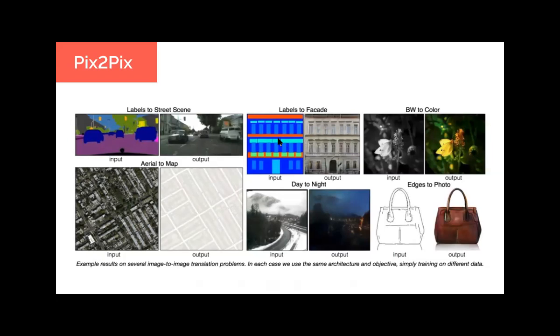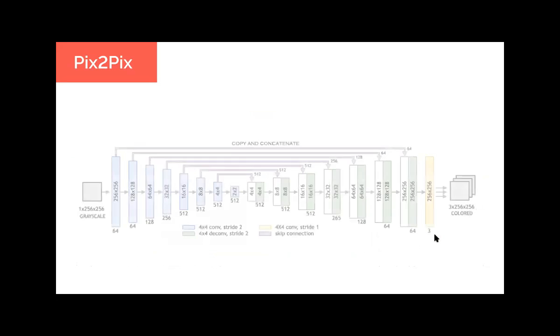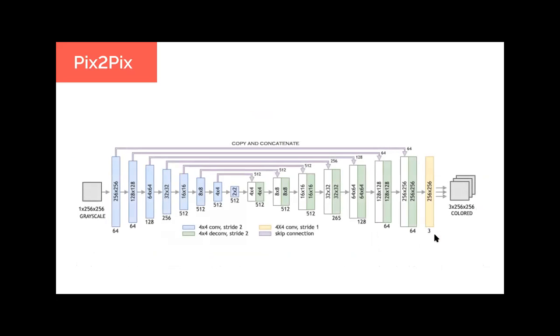Or this one, we're going to have a lab section on this afternoon. You give it a layout of the facade of your house, and it's going to draw you a house. It's going to complete that. And the next one is black and white image into color, day to night, night to day, and also from edge to photo. So let's take a look at how they do it.